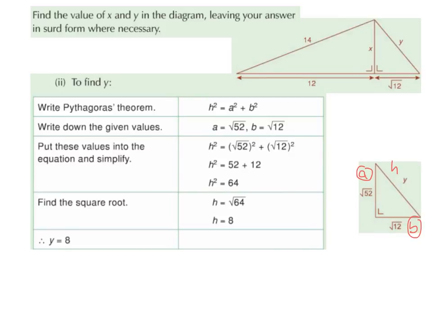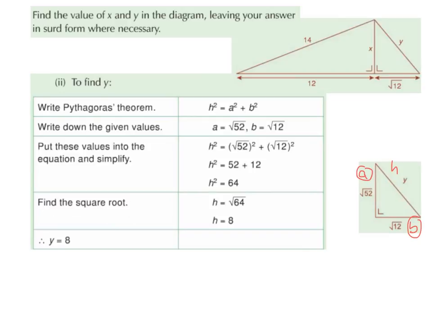So I write out Pythagoras' theorem, h squared equals a squared plus b squared. Write down the given values, so a is equal to root 52, and b is equal to root 12. I put these values into the equation and I simplify. So I can keep my hypotenuse as y if I want and have y squared, or I can leave it as h squared, it doesn't matter. So then I'm going to have root 52 squared plus root 12 squared. Root 52 squared, well, the root and the squared cancel and just give us 52. And root 12 squared, well, the root and the squared cancel and just give us 12. 52 plus 12 is 64, so h squared is equal to 64.